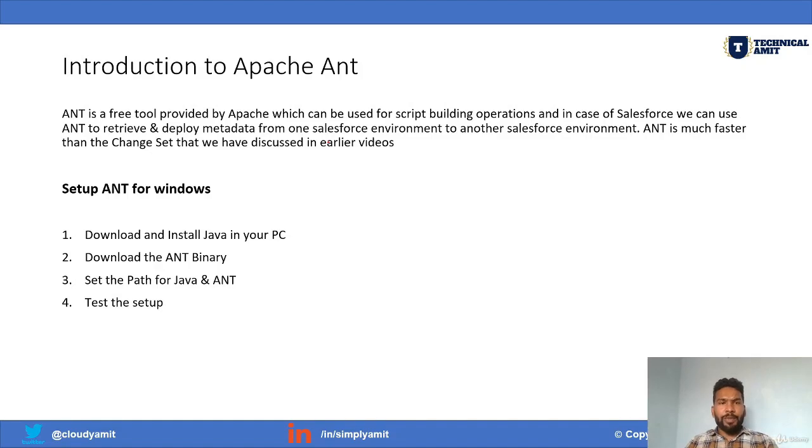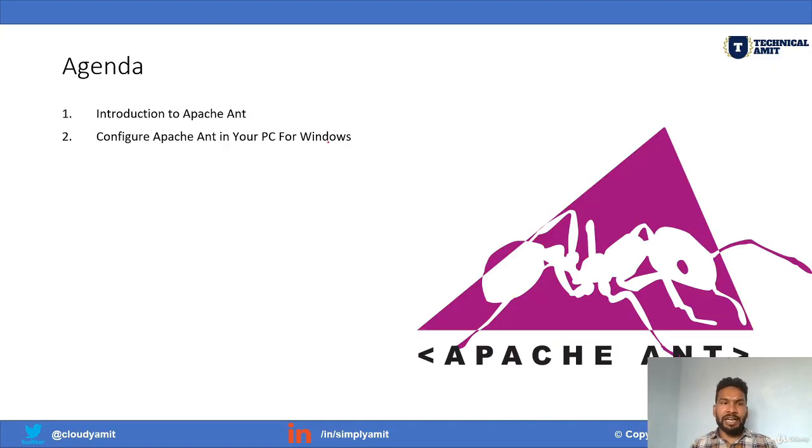Hey everyone, welcome back. In our previous videos, we talked about how we can deploy metadata from one component to another using change sets. In this video, we are going to talk about what Apache Ant is and how we can configure Ant for a Windows machine.